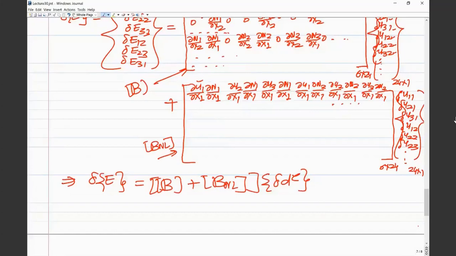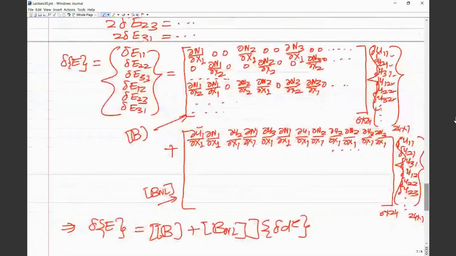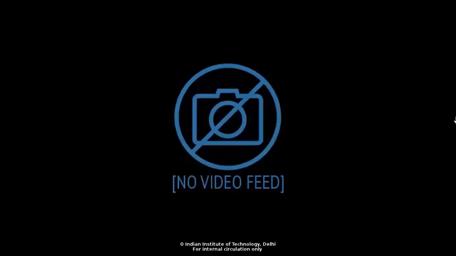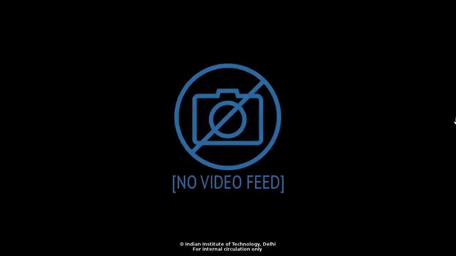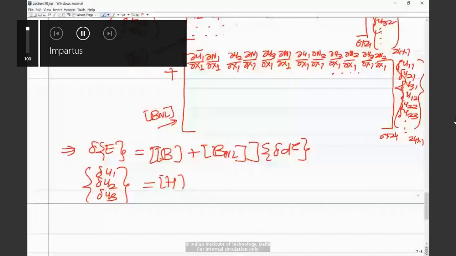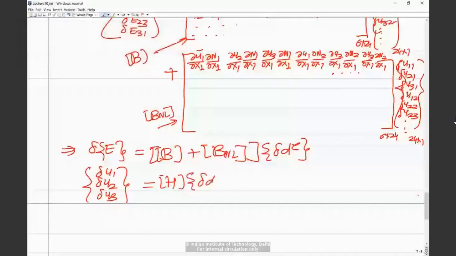So you can actually write this quantity in this manner. Is that clear? I think you should be able to write. I have just written for a few representative components of variation of the Green-Lagrange strain tensor. You should be able to fill up this matrix in a similar manner. Now we will also have delta U1, delta U2, delta U3 appearing in the virtual work. This you would be able to write in the form of H into delta of DE.